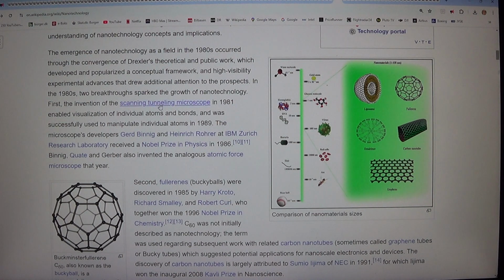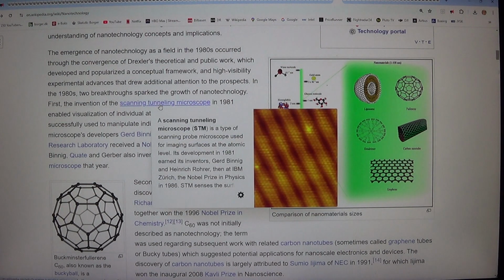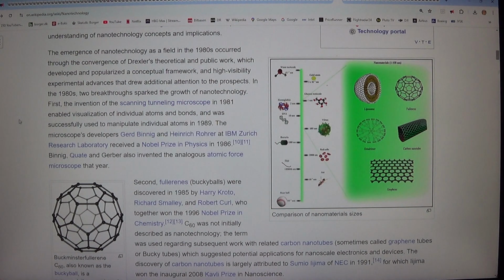The invention of the scanning tunneling microscope in 1981 enabled visualization of individual atoms and bonds, and was successfully used to manipulate individual atoms in 1989. The microscope's developers Gerd Binnig and Heinrich Rohrer at IBM Zurich Research Laboratory received a Nobel Prize in Physics in 1986. Binnig, Quate and Gerber also invented the analogous atomic force microscope that year.